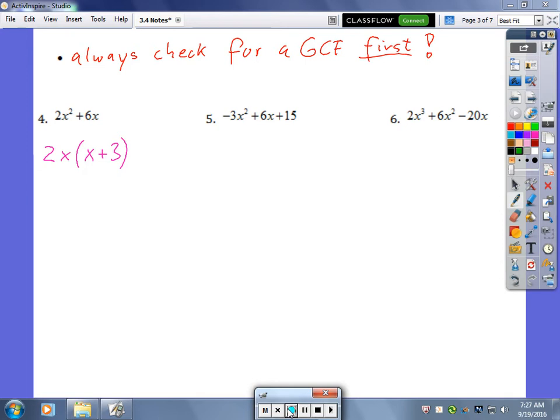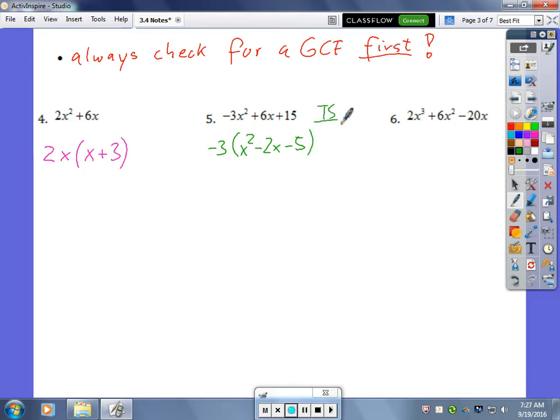In our next example, if we look at the three terms, we see they don't all have an x, so we can't pull out an x, but all the numbers that we see are divisible by 3. In this case, we're going to take out the negative 3 to make the first term in the parentheses positive. And what's left inside is x squared minus 2x. Remember, we took out the negative sign. Negative times a negative is positive. Minus 5.